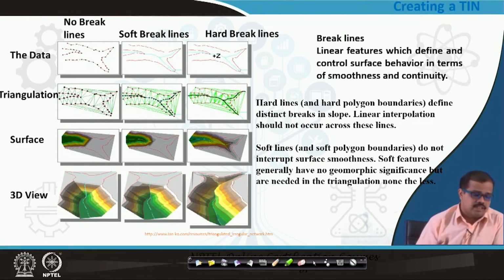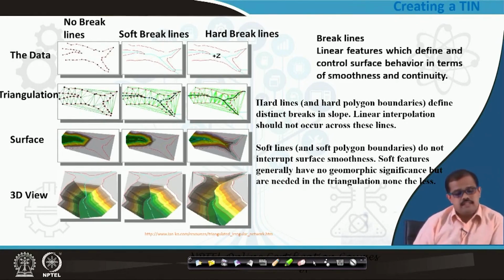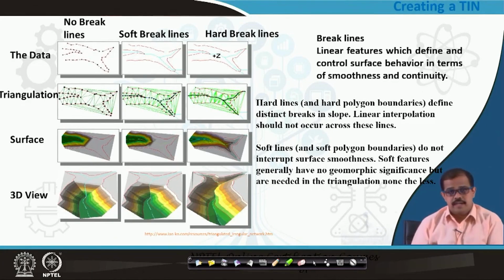First the triangulation is developed, then how the surface is developed, and finally the 3D view is developed. The first thing that we have to understand is break lines. Break lines are linear features which define and control the surface behavior in terms of smoothness and continuity. That is what is called break lines.